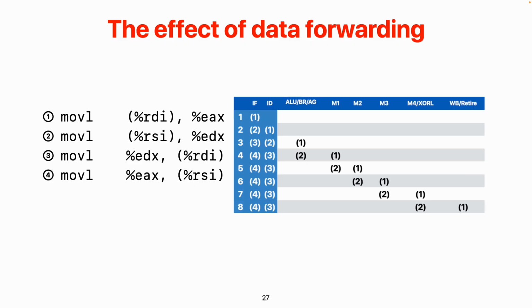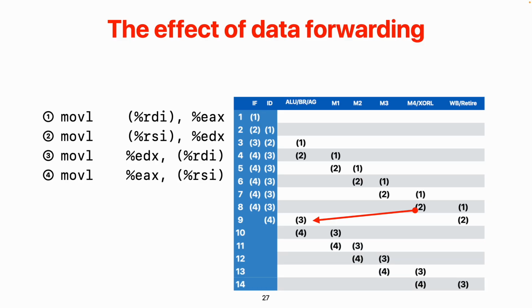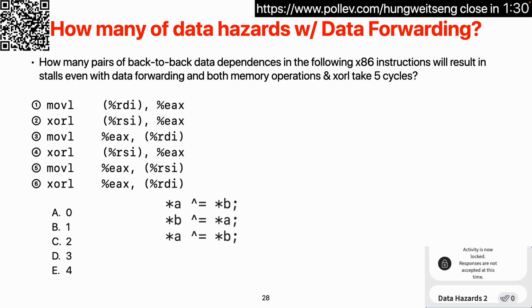So now, if we have this data forwarding, previously we had to wait for 5 cycles, but right now, what data forwarding means is that we can assume instruction 2 can directly forward its result to instruction 3 if in the next cycle 3 is in execution. So this helps us save 1 cycle, right? So now we go from 5 cycles to 4 cycles in this case. That's the data forwarding, right?